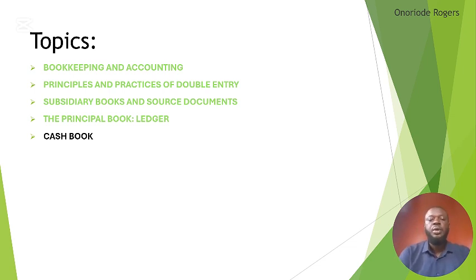And for the cash book, we're going to be talking about the different types of cash books we have. We have a single column cash book, we have a double column cash book, we have a 3-column cash book, and we have the petty cash book. So let's get started.